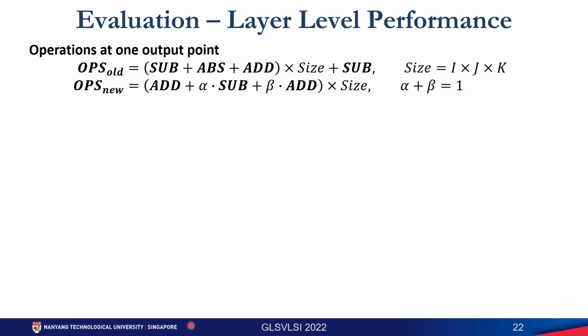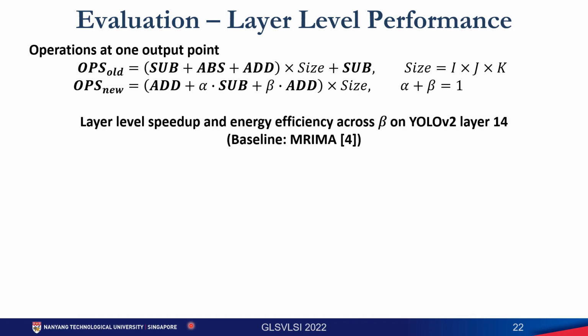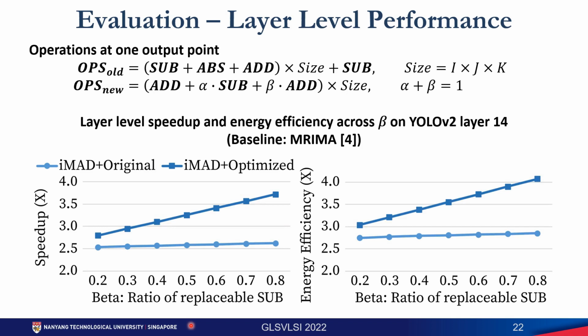The layer level performance is related to alpha and beta, as beta reflects how much subtractions in the absolute function are replaced by addition. We conduct one more case study on how the layer level speed up and energy efficiency change with beta. As the graph shows below, our accelerator achieves higher speed up and energy efficiency with the optimized AdderNet convolution. And the larger the beta, the higher the speed up and energy efficiency.